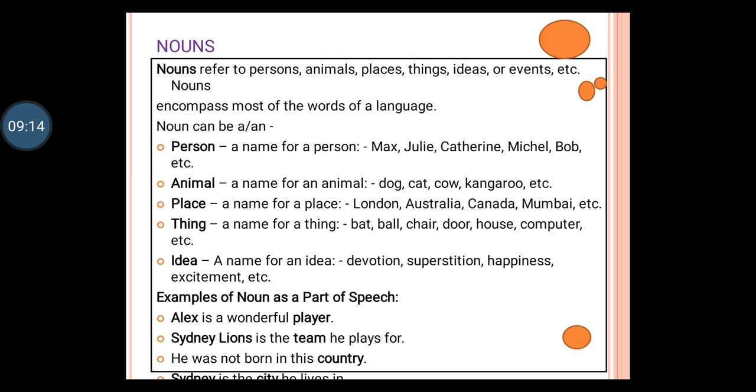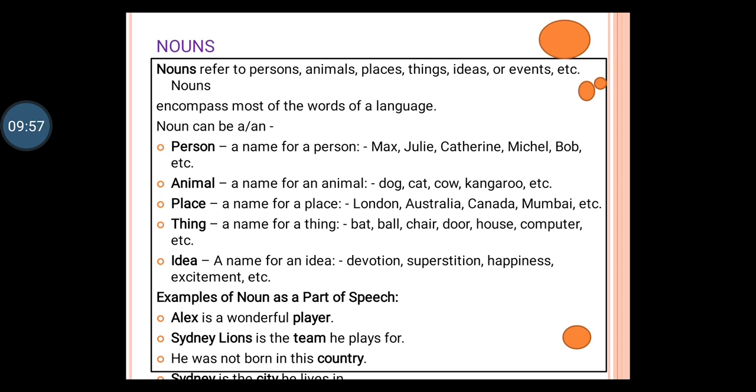Apple, for instance. Apple is a thing, it's a fruit. So you say an apple. An insect. An insect is an animal. It's a noun. So you say an insect. Egg. An egg. Egg starts with a vowel sound, so an comes in front of it. So a noun can be a or an. A person, for instance, the name of a person: Max, Julie, Catherine, put your name in there.